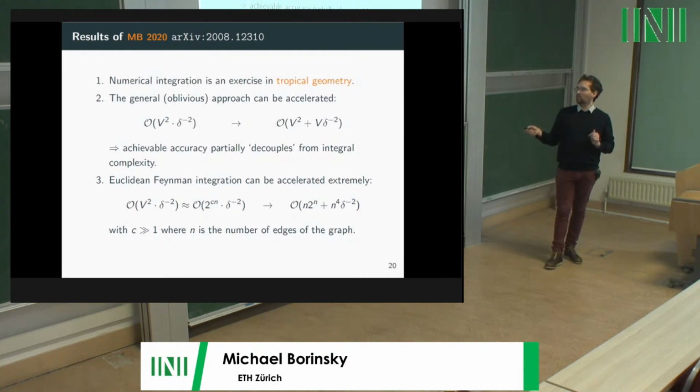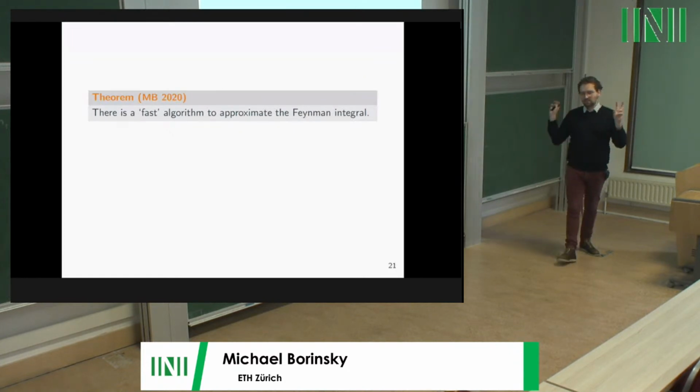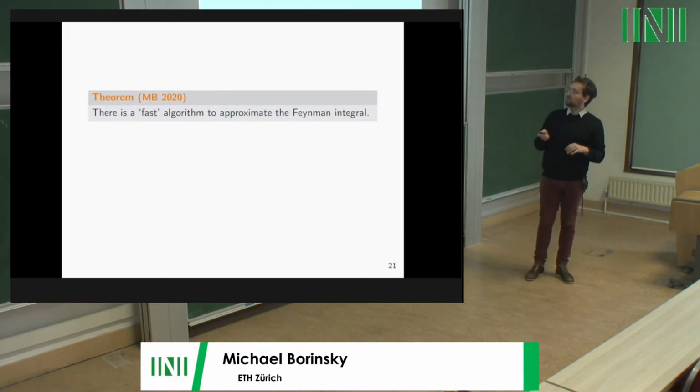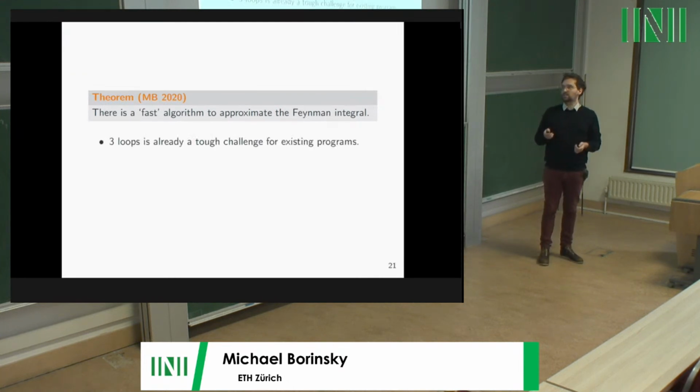n to the power of 4 is a very good polynomial scaling for the large accuracy limit. So there's an, in quotes, fast algorithm to approximate these kinds of Feynman integrals. And to put this into perspective for the physicists, these 3-loop computations are already quite tough challenges for existing programs.